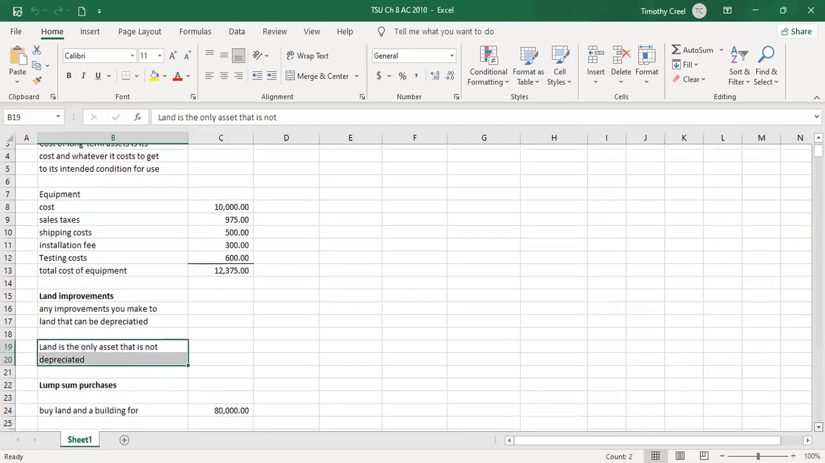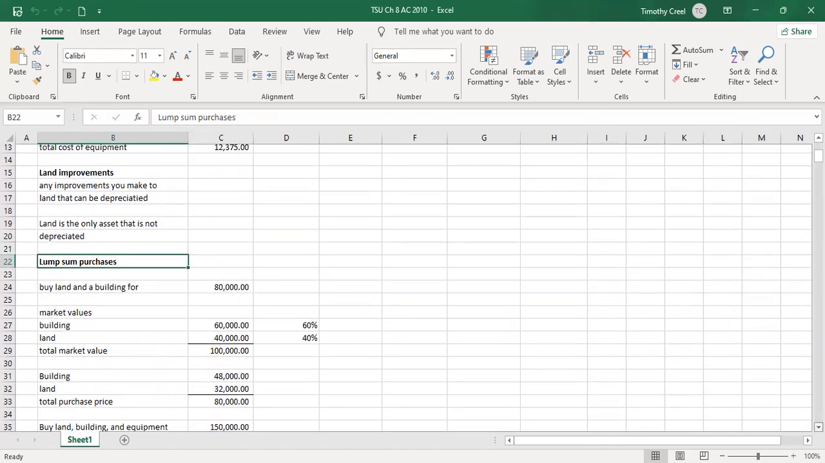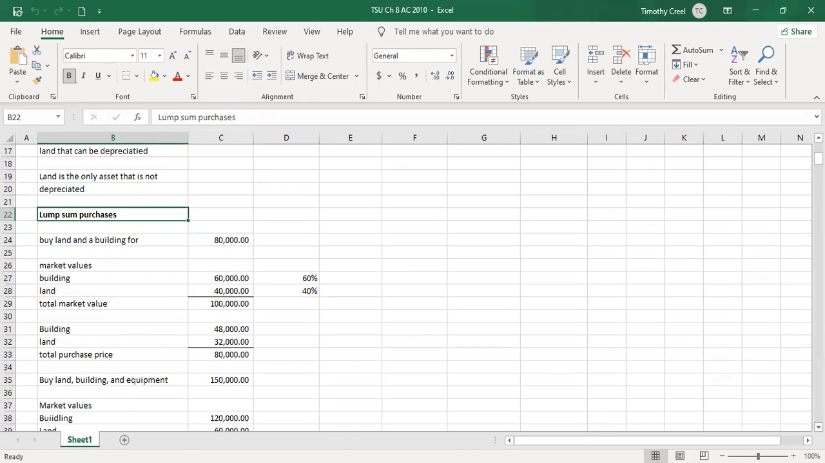Now, one other topic I wanted to talk about is a lump sum purchase. A lump sum purchase is a situation where a company would pay one amount for multiple long-term assets, typically 2 or 3 together. And the thing is, how do you assign cost to those items? So let's say we buy land and a building for $80,000. Now, the market values would be $60,000 for the building, $40,000 for the land, a total of $100,000.